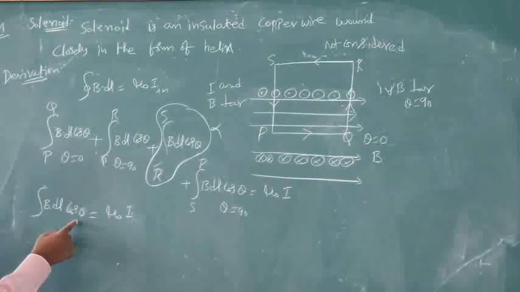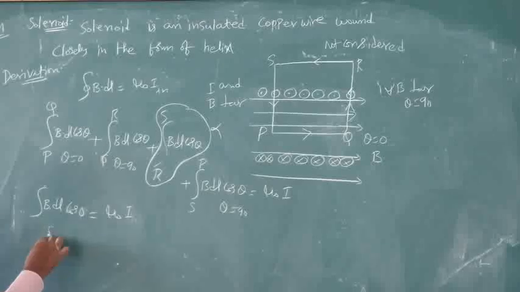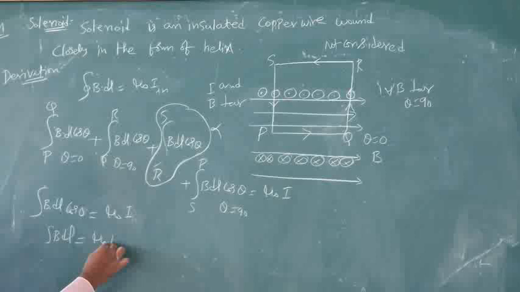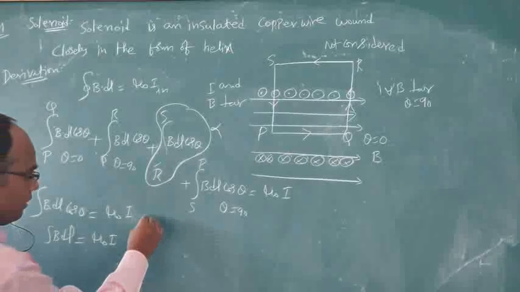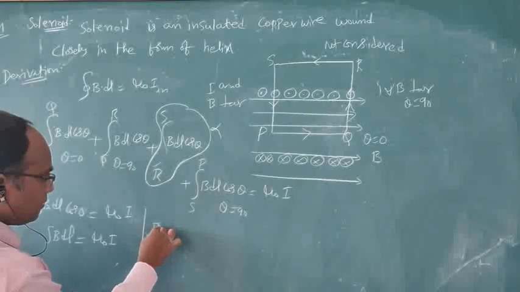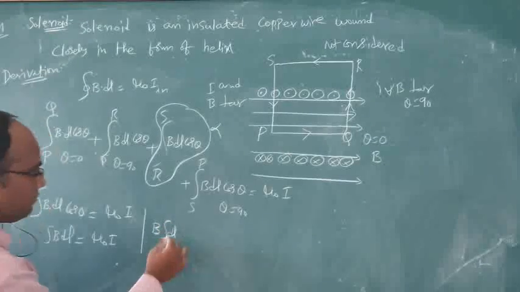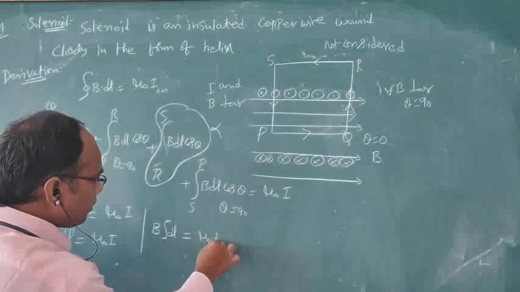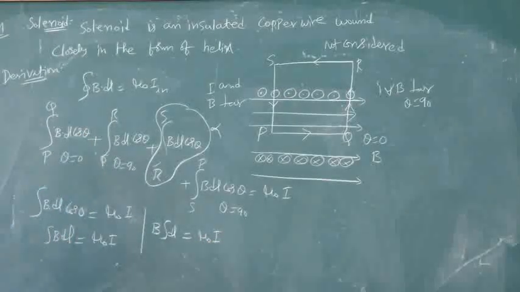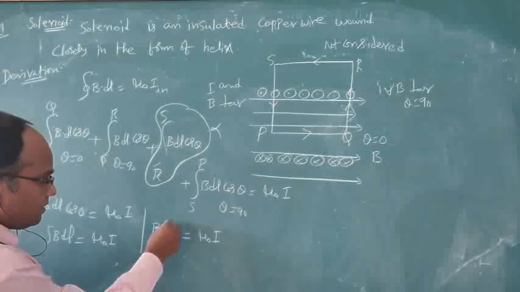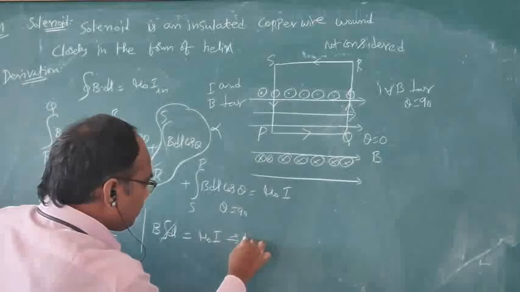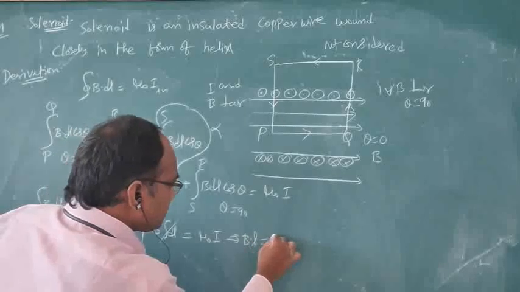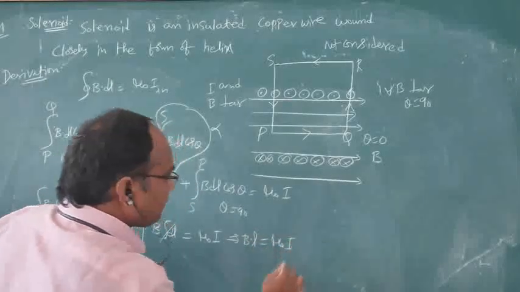So here cos 0 is 1. So what is the value? Integration of B·dl is equal to mu naught I. From here, we can write it as B into integration of dl is equal to mu naught into I. Now here, this is cancelled, so B into L is equal to mu naught I.